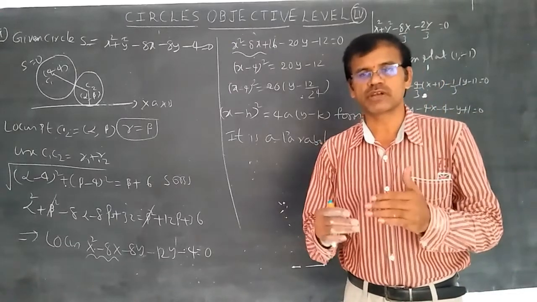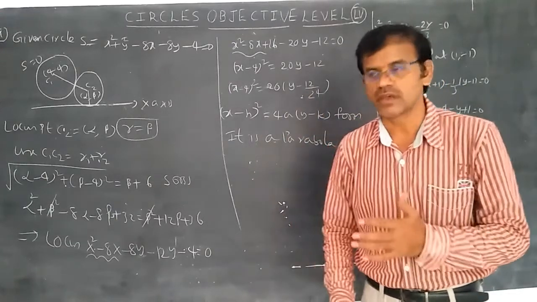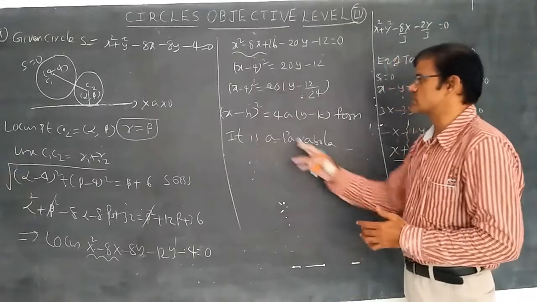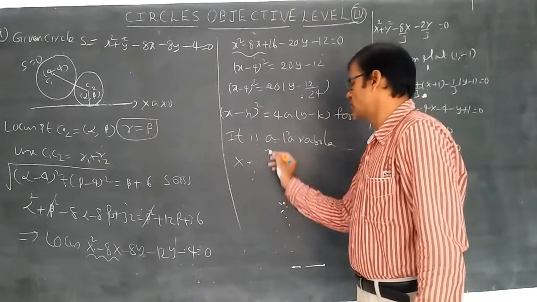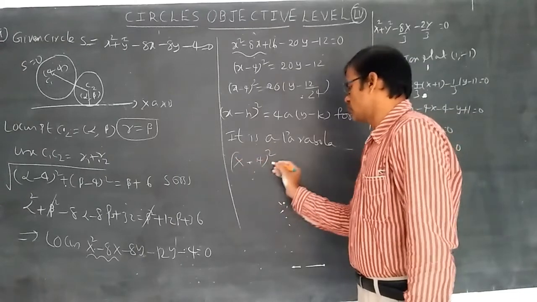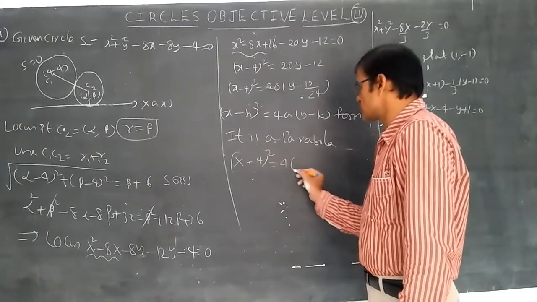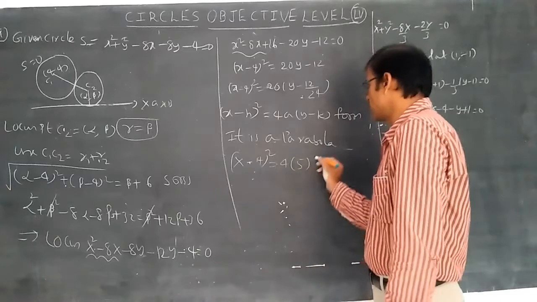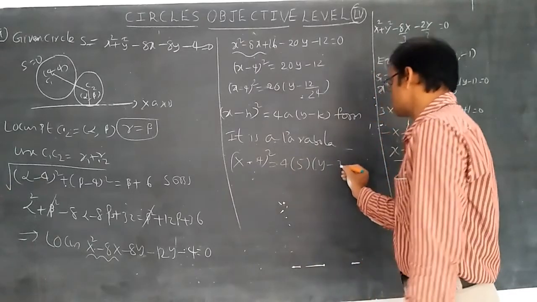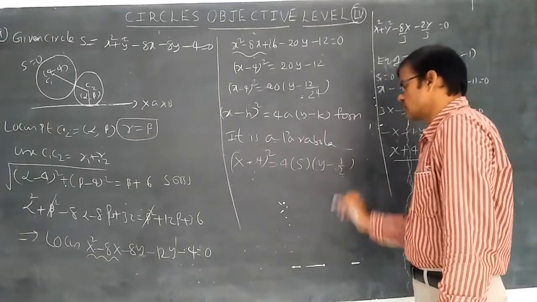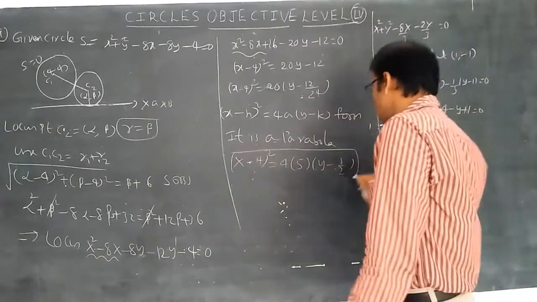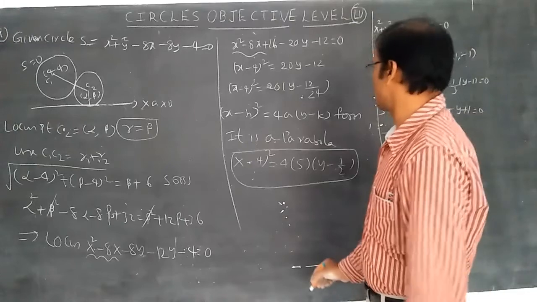If the vertex 0, 0 is shifted to h, k, then the equation becomes x minus h whole square is equal to 4a into y minus k. If you are having any doubt, we can write like this: x minus 4 whole square is equal to 4 into 5 into y minus 3 by 6. Of course 1 by 2 also we can write. This is the parabola. So the locus is a parabola.